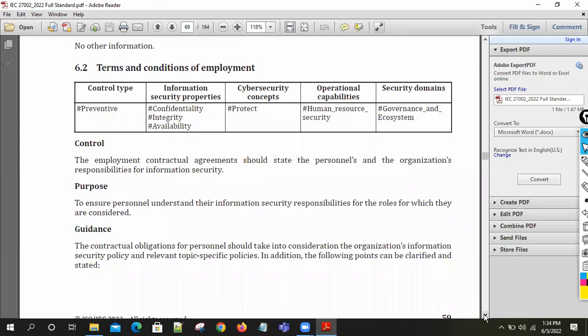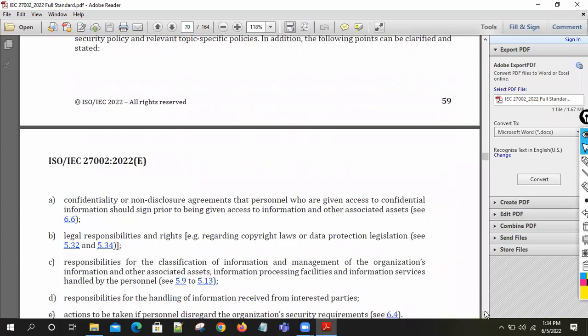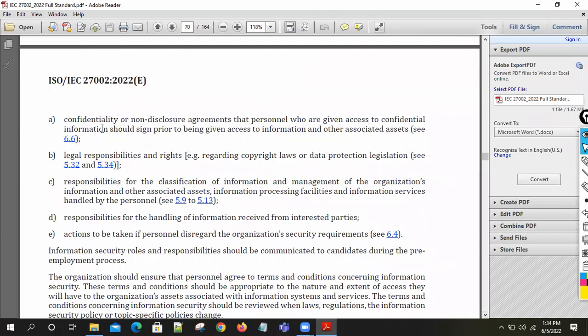For that purpose, we need to have proper terms and conditions of employment signed by the employee at the time of joining. What are the things we can include in the terms and conditions? It has been given here. We can include a confidentiality and non-disclosure agreement signed with the employee. Legal responsibilities and rights we can also include. Responsibility for the classification of information, and the information which the organization is giving to the employee. These things we can also include.